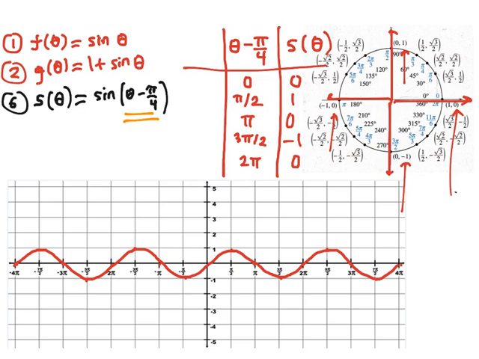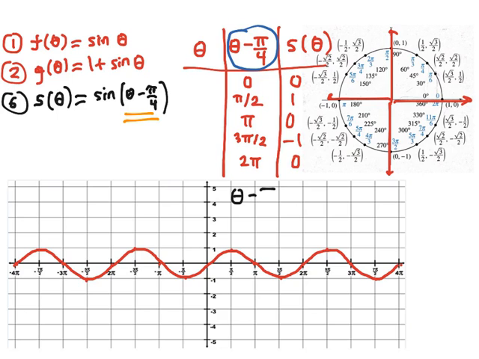But when we want to sketch the graph of the function s of theta, I need to find ordered pairs that are input and output. The input is not theta minus pi over 4. The input is just theta. Theta minus pi over 4 is the argument. So now I have to work backwards to figure out what inputs will give me the quadrant angles for the argument. But that's easy to do.